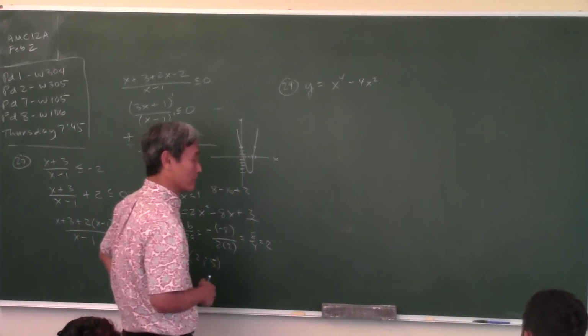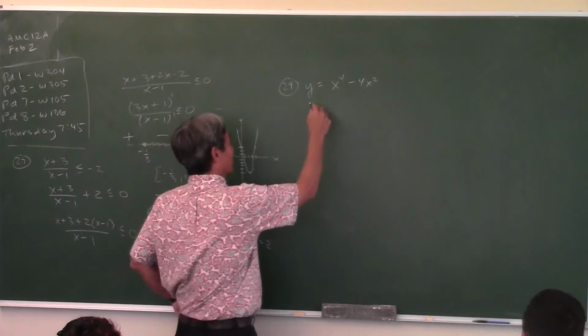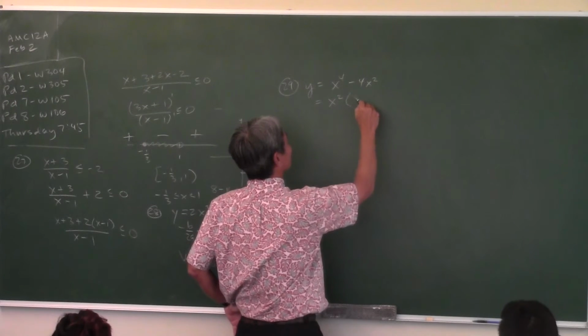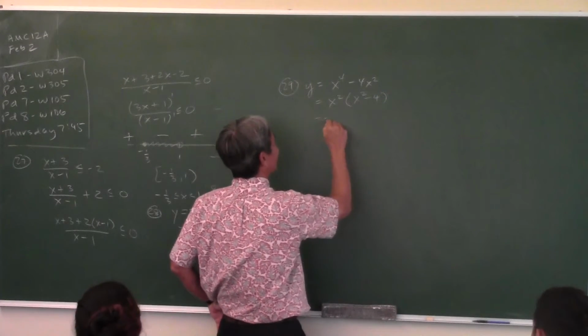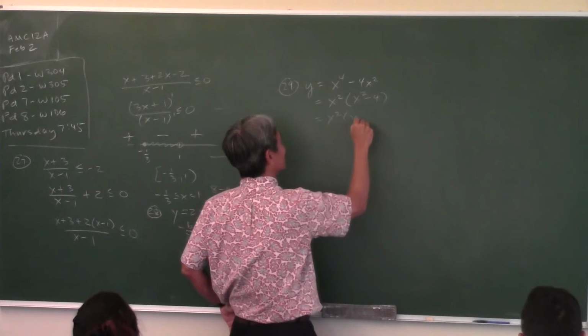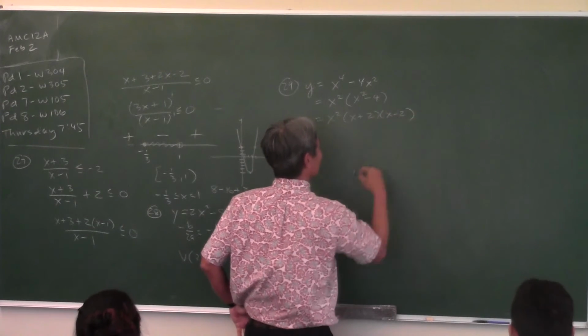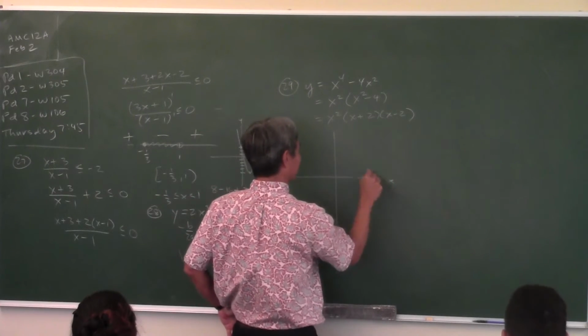What's the first thing you should do? Rhymes with factor. You factor it. So I factor out an x squared. What's left? X squared minus 4. Is that completely factored? Don't be ridiculous. That's a difference of squares. Okay? Now we are ready to graph.